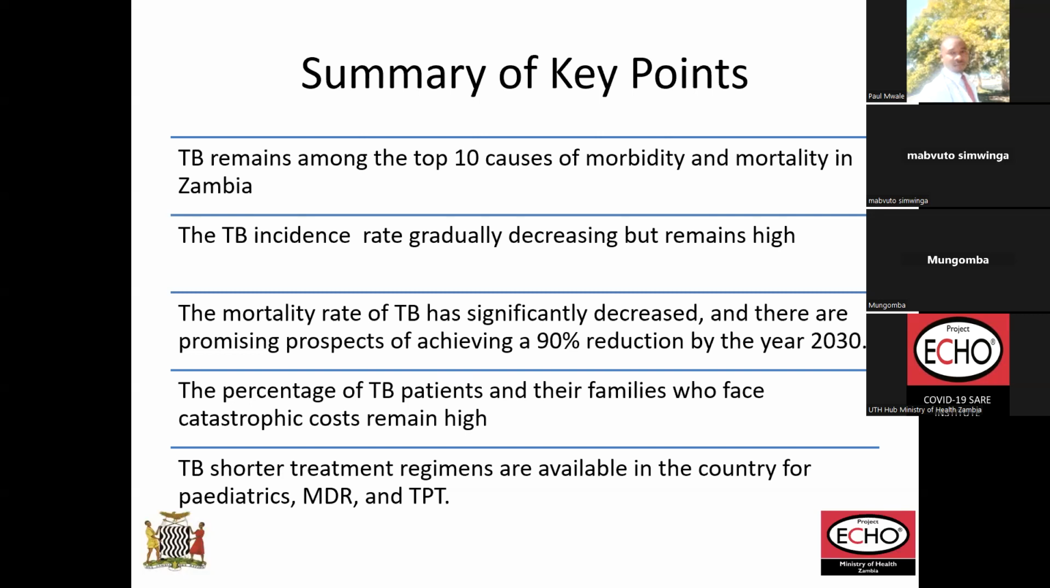Over and thanks. Okay, thank you so much. I can see 3 hands: Paul Mwale, Mavuto Simwinga, and Mungomba. So we will start with Paul Mwale. Paul Mwale, you can unmute and ask your question or give your contribution. And when you are done, we can have Mavuto, who will be followed by Mungomba. In that order, please.